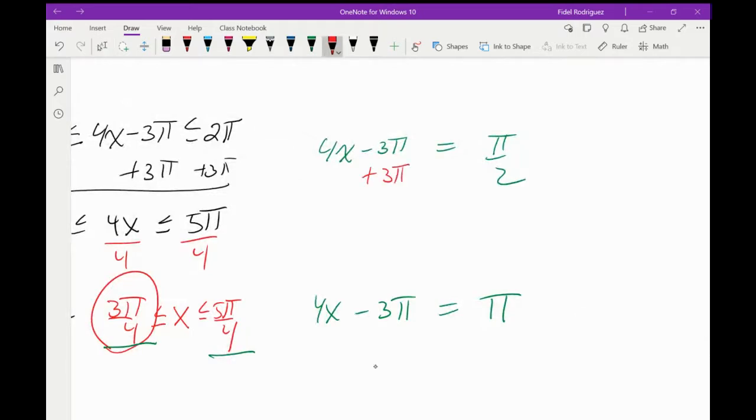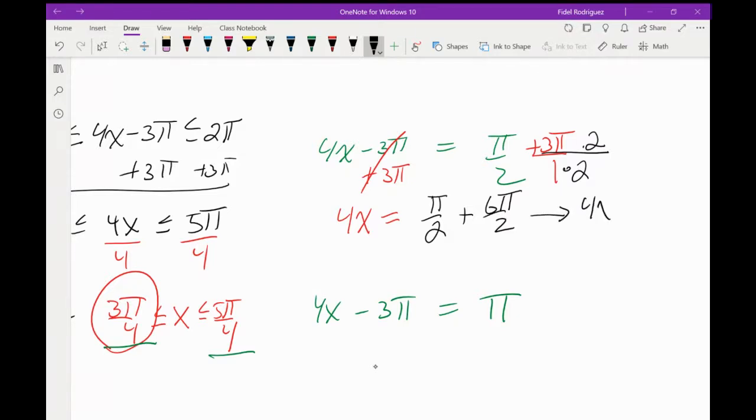First thing, let me add 3 pi to both sides. Those are going to go away, leaving me with 4x equals pi over 2 plus 3 pi. I'm going to think of that as 3 pi over 1. Between 2 and 1, the common denominator is 2, so pi over 2 plus 6 pi over 2, which is 4x equals 7 pi over 2. To get rid of the 4, we multiply by the reciprocal, 1 over 4, and we get 7 pi over 8.